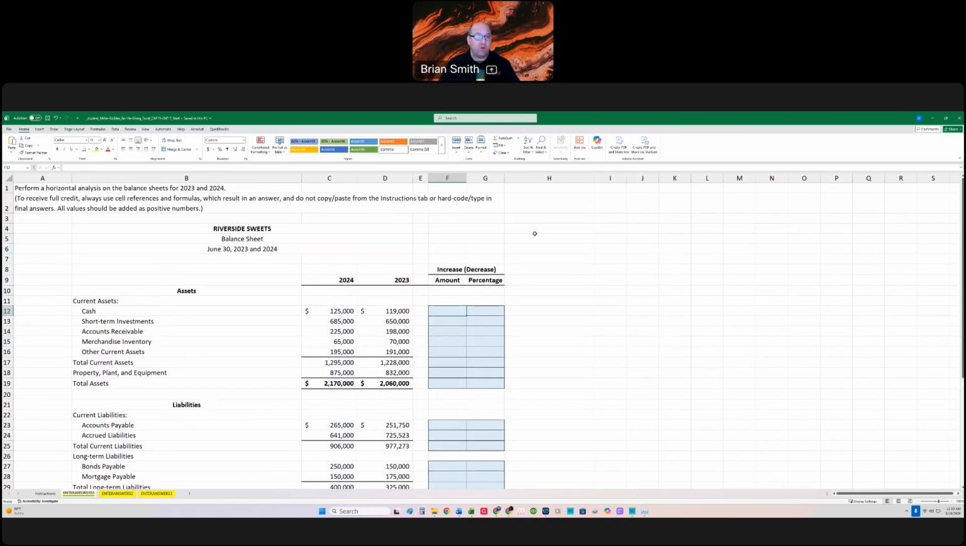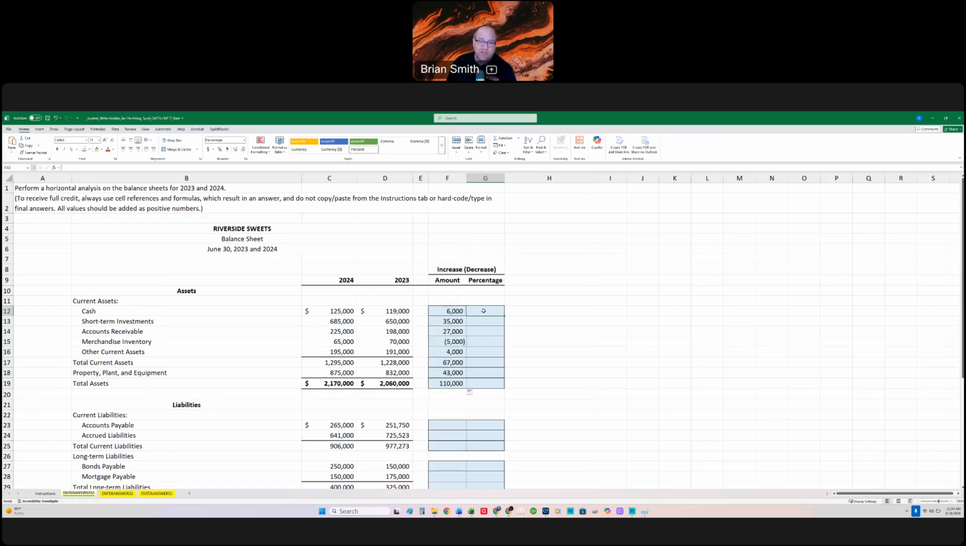Okay, this first thing, what we're going to do is perform a horizontal analysis. Horizontal analysis, we're going to do the amount of increase and decrease from year to year. And in this case, we're focusing on 23 to 24. So did we increase in cash? We did. I'm going to hit equals. I'm going to select cell C12 and subtract cell D12 to find out how much we increased by. If it's a positive number, we increased. If it's a negative, we decreased. I'm going to drag this down all the way to the bottom of this little section. The only one we decreased was merchandise inventory.